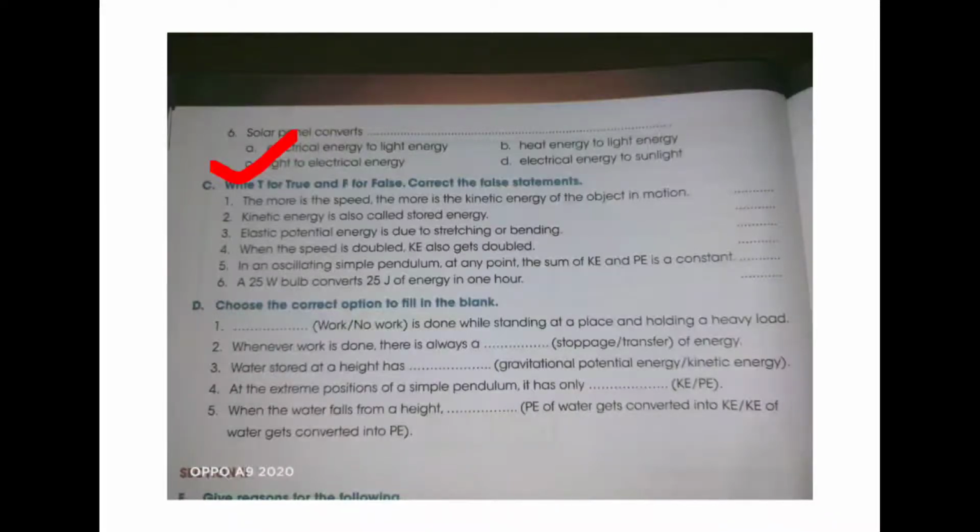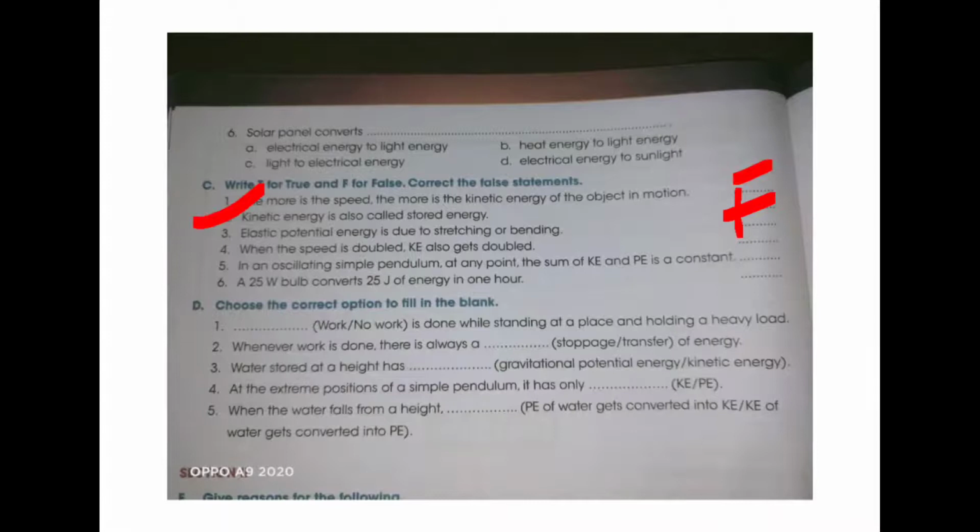Next, write true for T for true and F for false. That means true and false. Here you need to tell these statements whether it is true or false, and you have to correct those statements also. Like question number 1, the more is the speed, the more is the kinetic energy of the object in motion. That is true. The first answer is true. Kinetic energy is also called stored energy. That is false. Okay, so number 2 is false.